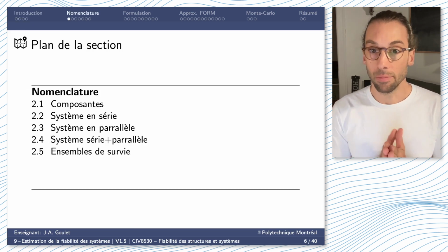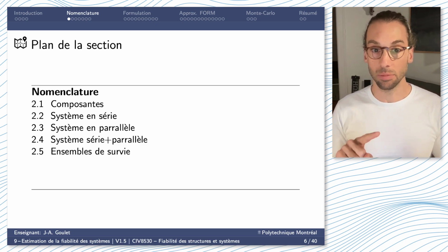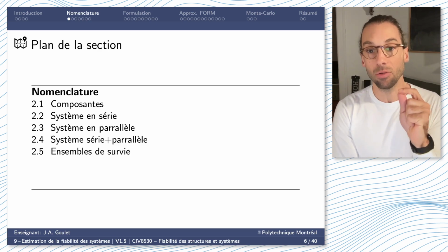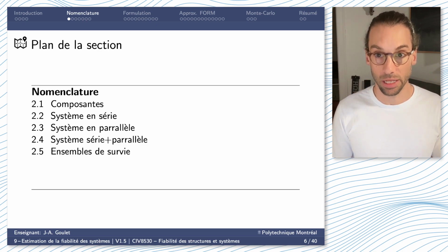So, nomenclature: what is a component? How can we express a system that is in series, a system in parallel, or a combination of series and parallel? And then how does this lead us to the new definition of what is a survival set or minimum cut set?